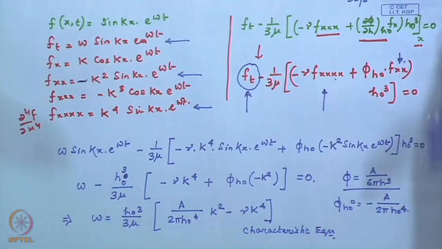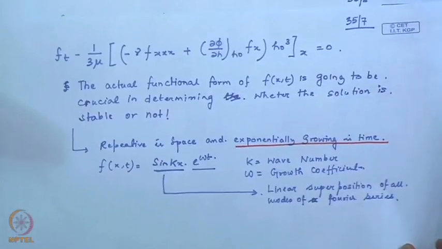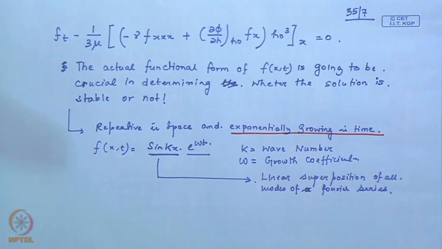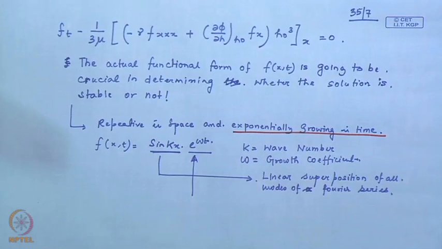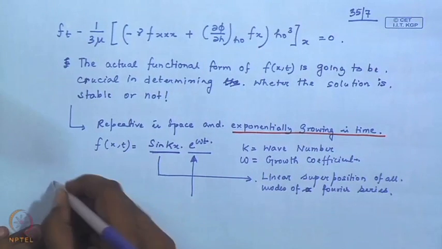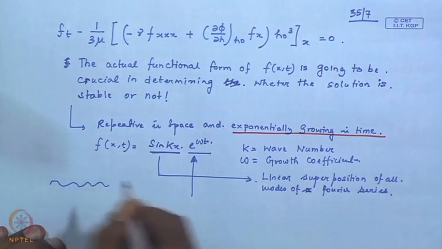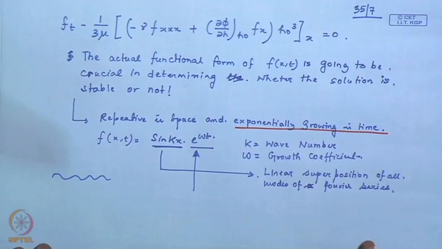See, we have taken the functional form of the perturbation equation to be sin kx times e to the power omega t. Now, what is this? This is the surface fluctuation, or the perturbation, you have taken.